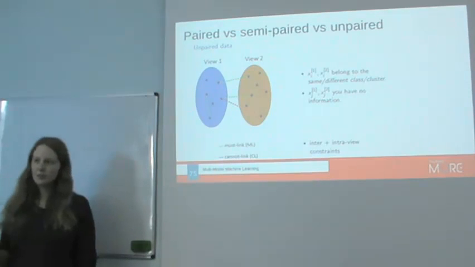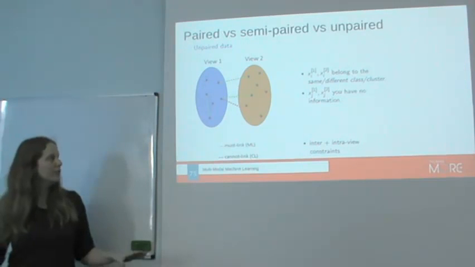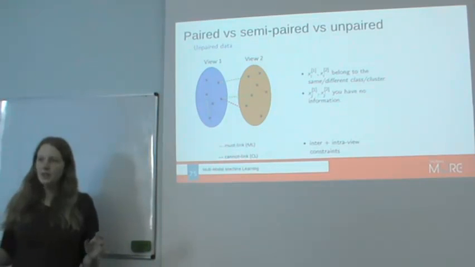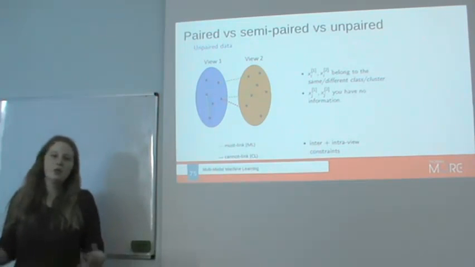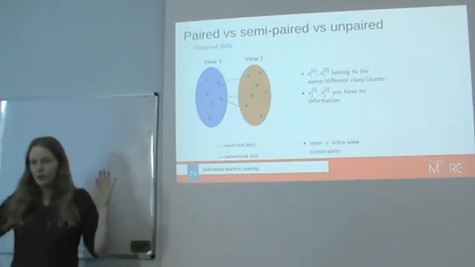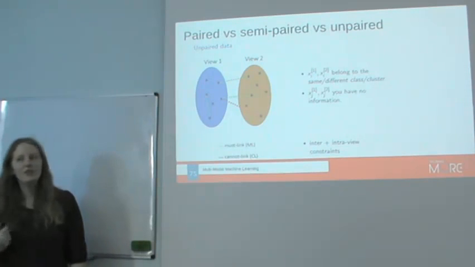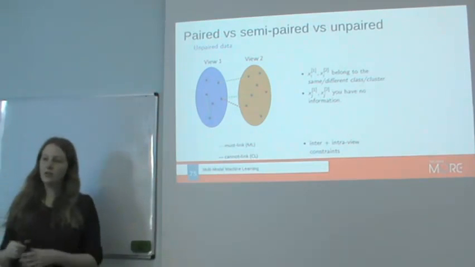And then we have another extreme, where we don't know any couplings. So we don't know for this point whether it represents the same sample as this point. We don't know it for any. Now, if you have no information, well, then we cannot do multiple learning. Then you just have to do it separately, and you cannot do anything. But the idea is that we still have some information. We still have some information that this point and this point do belong to the same class.